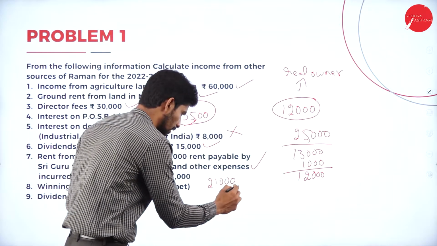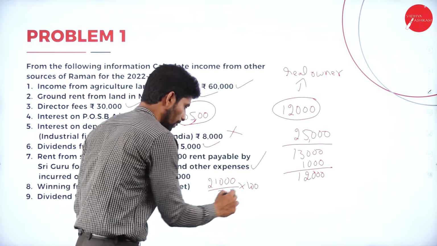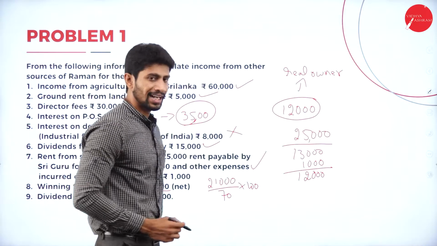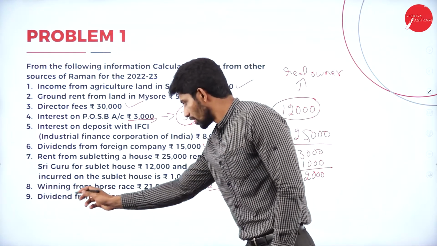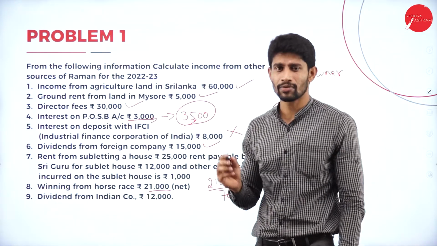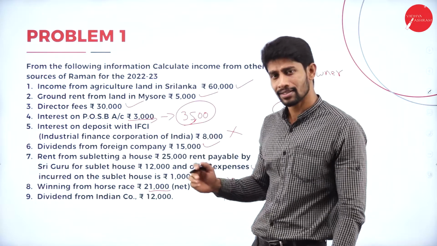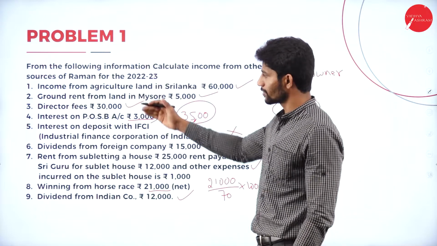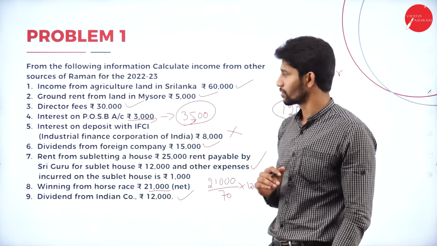21,000 divided by 70 into 100. If 21,000 is the value for 70%, then what is the value for 100%? We will get the answer for that. Next, dividend from Indian company. Yes, previously it was exempted. Any dividend received from Indian company was exempted, but at present it is taxable under the head of income from other sources. So using these points, we are supposed to find out the value of income from other sources.